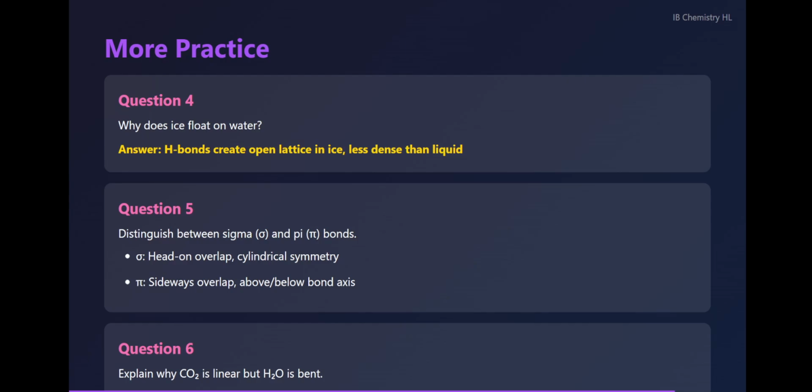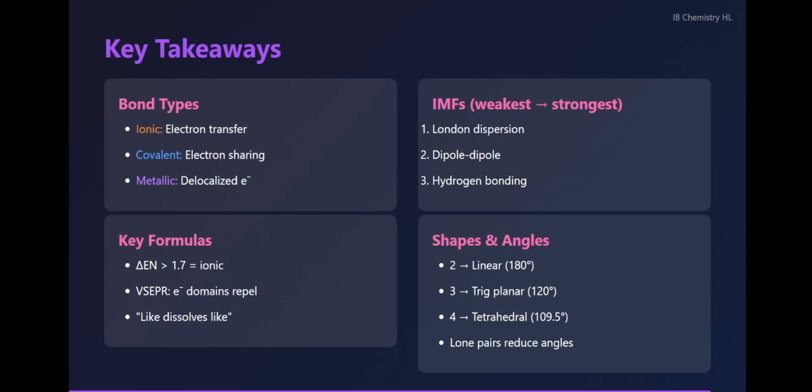To summarize the key points of this lesson, first, ionic bonding involves electron transfer and forms compounds with high melting points. Second, covalent bonding involves electron sharing and can produce polar or non-polar bonds. Third, VSEPR theory predicts molecular shapes based on electron pair repulsions. Fourth, hybridization explains bonding in molecules with multiple bonds. Fifth, intermolecular forces determine physical properties. Sixth, London dispersion forces, dipole-dipole, and hydrogen bonding are the 3 main types of intermolecular forces.